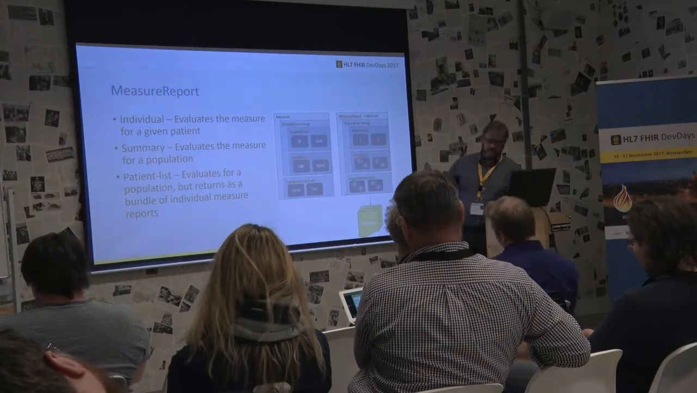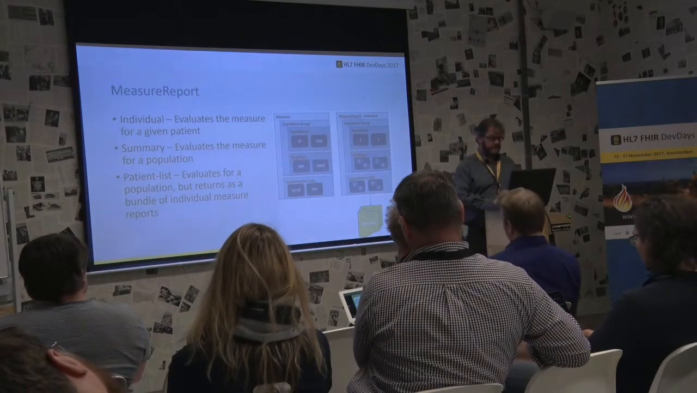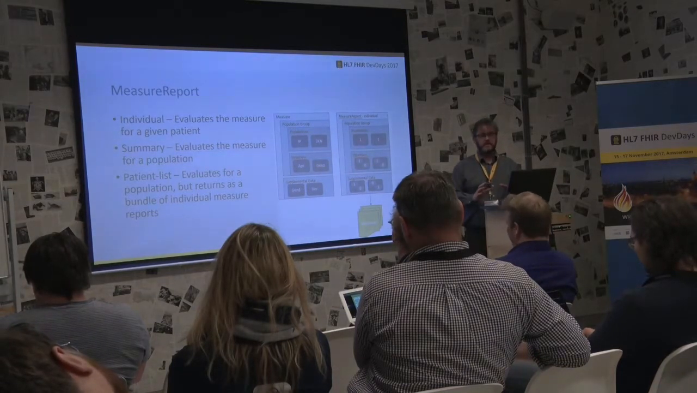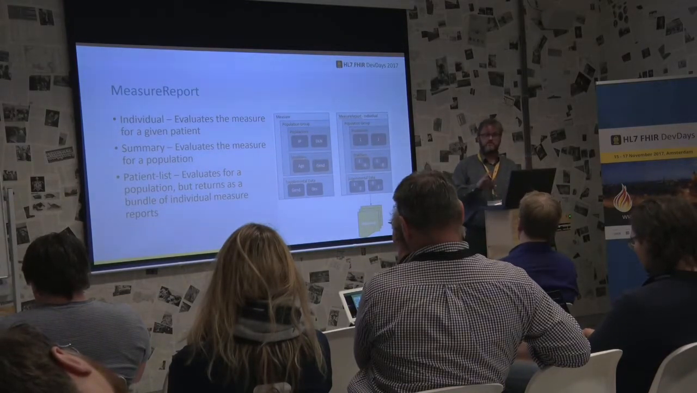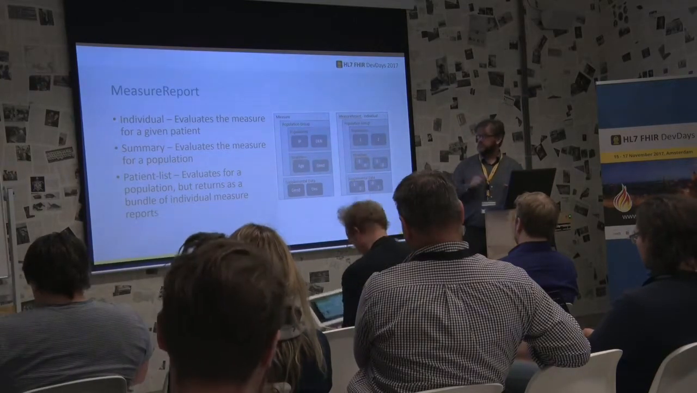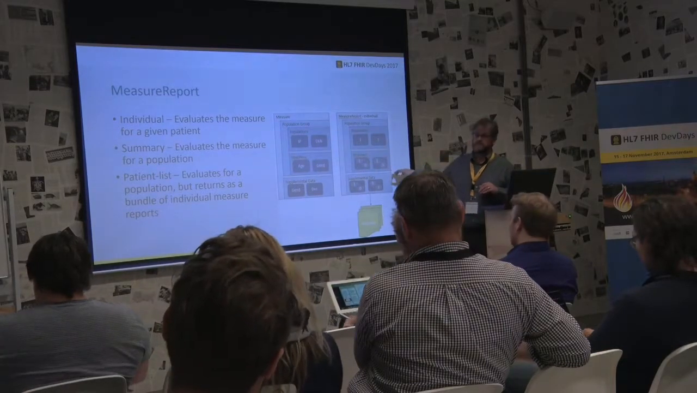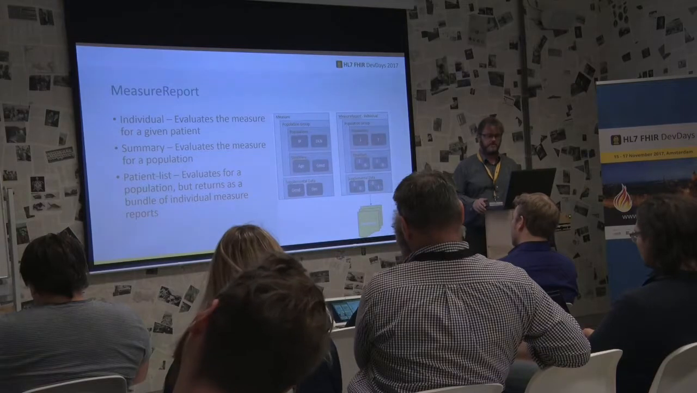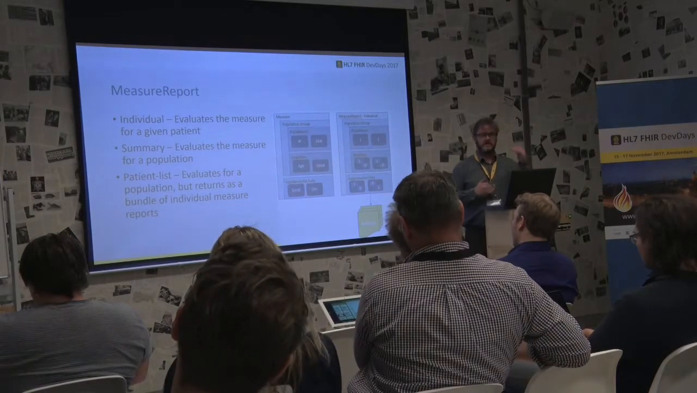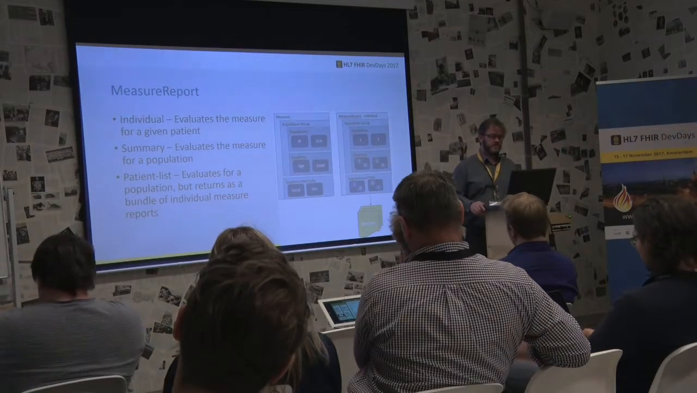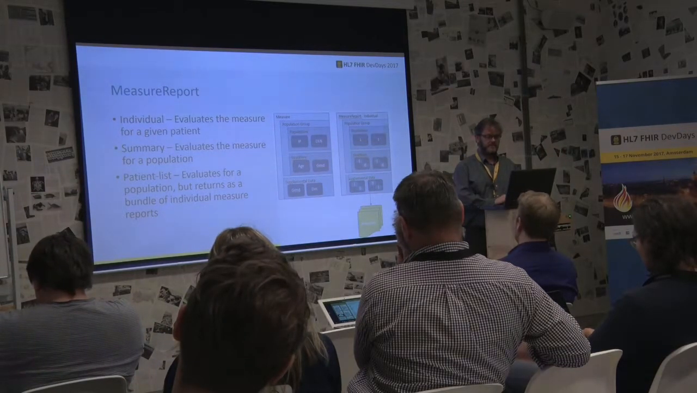And then there's one more way that you can run that with a patient list, which is actually an individual report for every member of the population. So it's summary, but then you get the actual patients involved in each of these. So you can get that level of detail if you really want. The summary is intended to provide just the aggregate response. The individual is per patient, and then if you really want all the data, you can do a patient list.